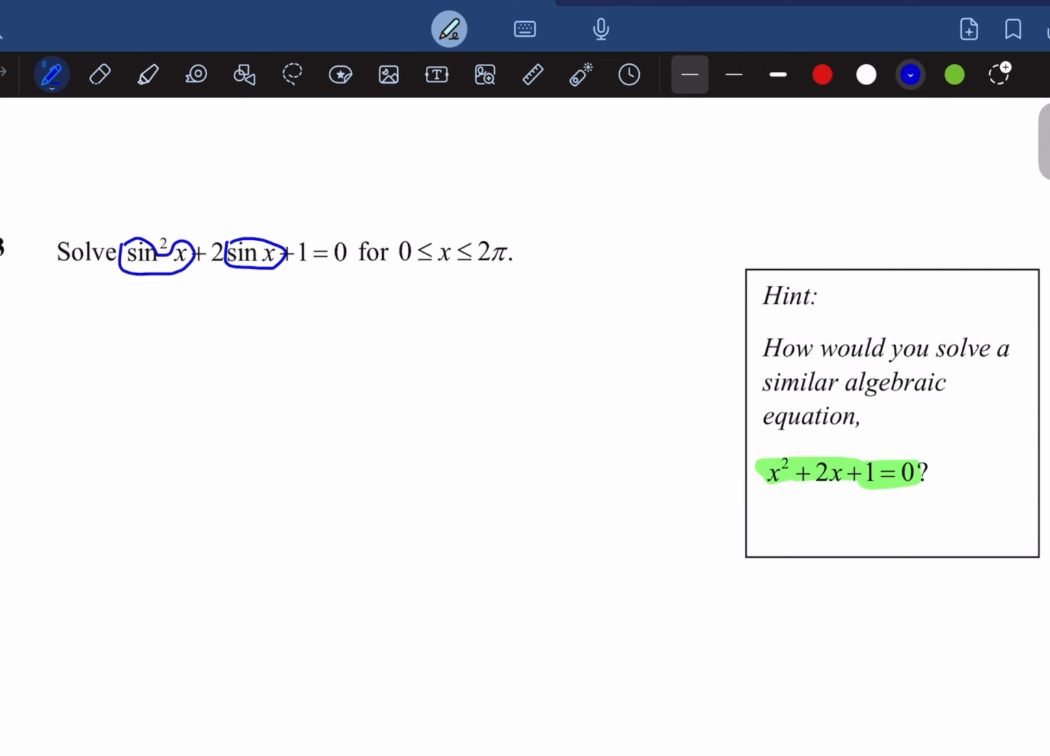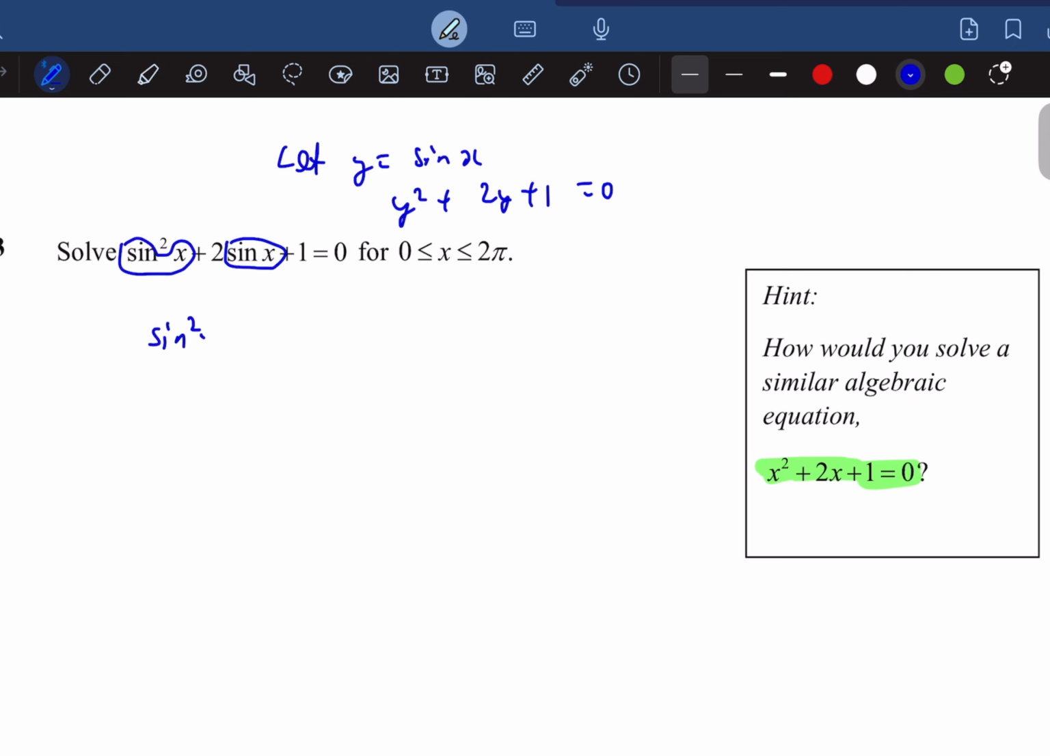Some students will like to say, for example, let y equals to sine x, then it will become y squared plus 2y plus 1 equals 0. Then you'll solve for y. Can, but it will be a bit long, I find, because you still need to replace back the y equals to sine x. So rather, I will showcase here. I'll solve as per the question instead.